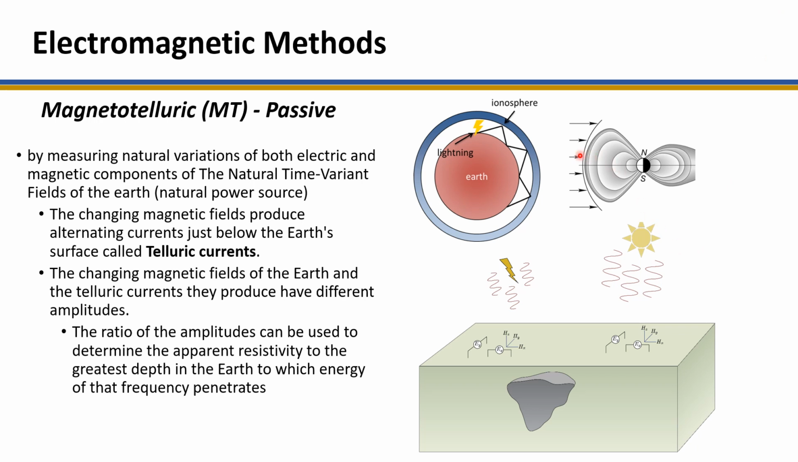The magnetosphere, which is caused by the interactions between the Earth's magnetic fields and solar wind, generates EM field at frequency less than 1 Hz. Variations in the density, velocity, and intensity of the solar wind produce a time-varying EM field. Together with lightning and solar activities, this natural source provides the primary EM field to excite the Earth.